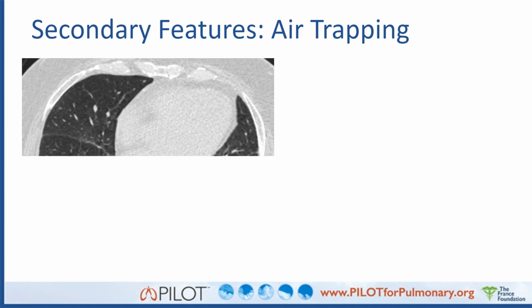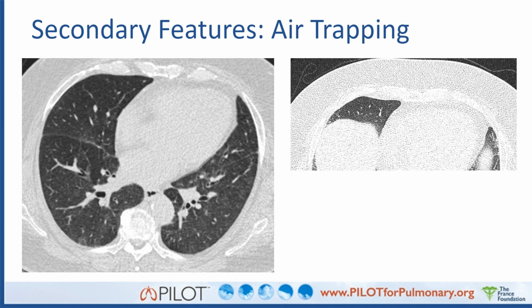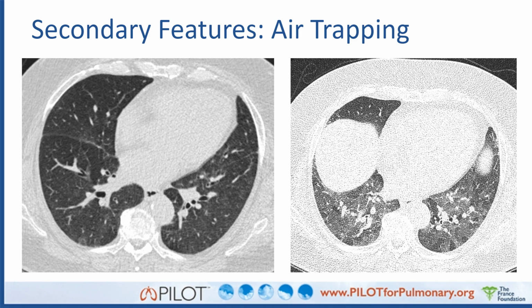We talk a lot about mosaic attenuation and air trapping. We should use the term mosaic attenuation only on an inspiratory CT scan. What it means is that there's heterogeneity. So there's areas that are low density and there's areas that are high density. And the key thing is to decide what is causing the high and low density areas.